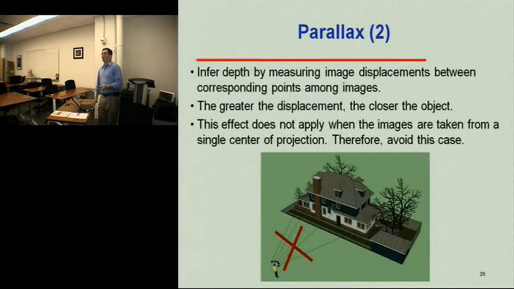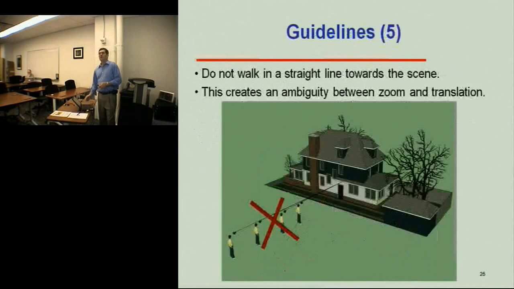However, this effect does not apply when the images are taken from a single center of projection. So that's why we want to avoid this case, which is shown here again. You don't want to stand in one place, from a single center of projection, and just swivel the camera around. That violates the ability to get parallax, which we need. Parallax is our friend. We also do not want to walk in a straight line towards the scene because that creates ambiguity between zoom and translation. So, the more chaotic you are in terms of taking these pictures, the better. You just want to make sure that you don't take them too far apart so that you can match features in one and features of the other. And if you have 50% overlap in these photos, that's great.